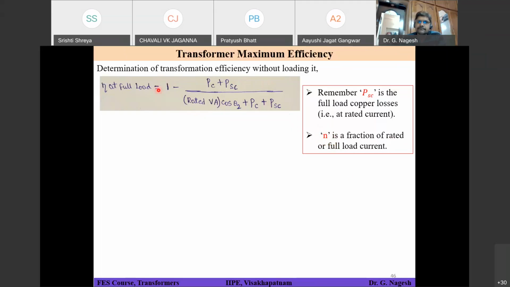In that scenario, how will this formula change? Can you guess? You are understanding my question now? The current flowing in the transformer is not the full load current. Let's say some I2 is flowing, I2 is equal to n into I full load. That means I2 is some fraction of your full load current, denoted as n. In that scenario, if I want to calculate the efficiency of the transformer, how is this formula going to be modified or altered? Can anyone have a guess on this? How will it change?